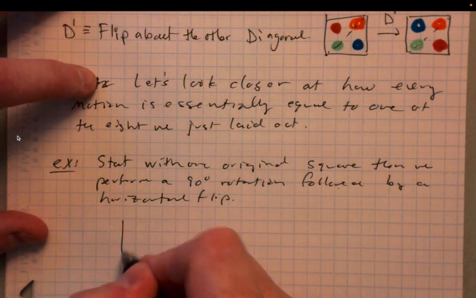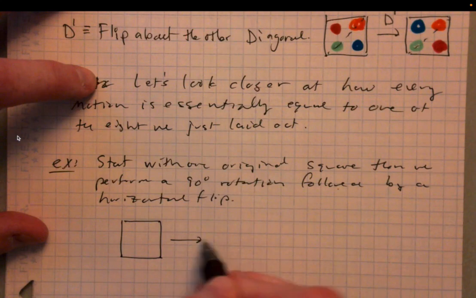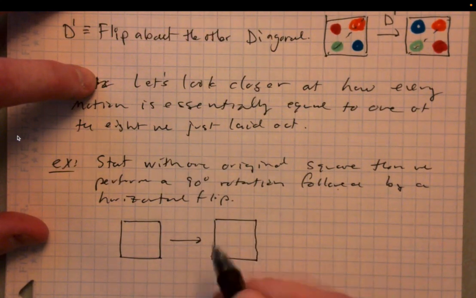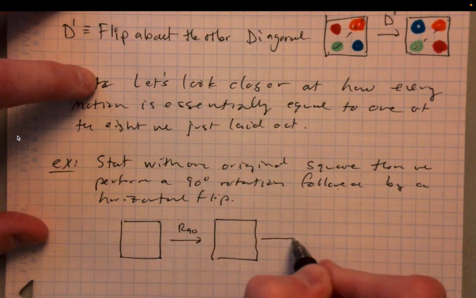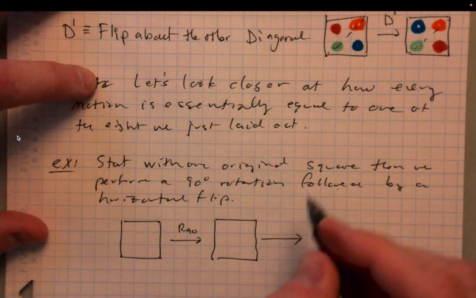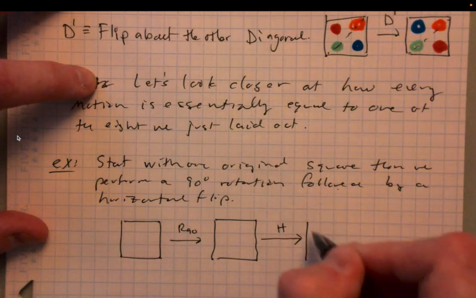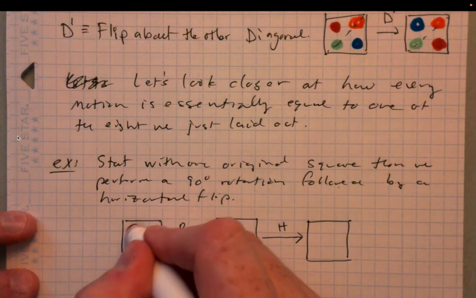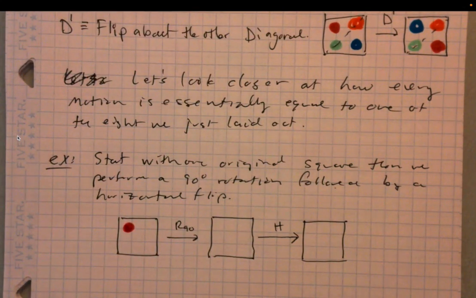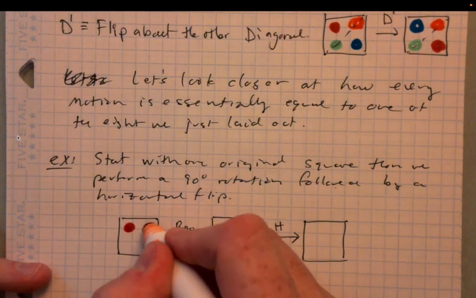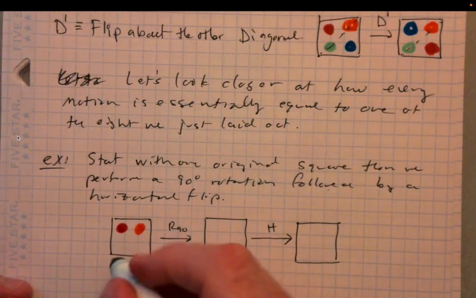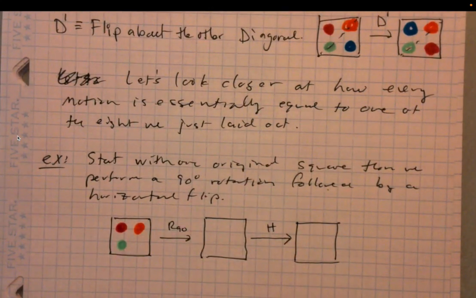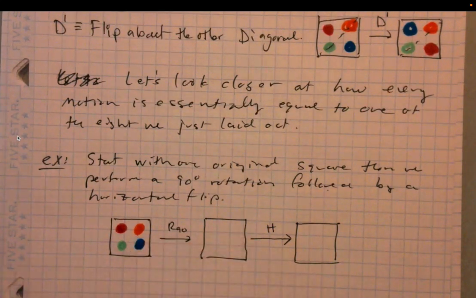Okay, so basically we have our square, and we're going to do an R90 to it, and then after we do the R90, we're going to do an H. Okay, so let's see what happens here. So we start with pink up here. I think I might just put them all on really first. Pink, orange, green, and blue. Okay, so what happens to pink when we do the R90?